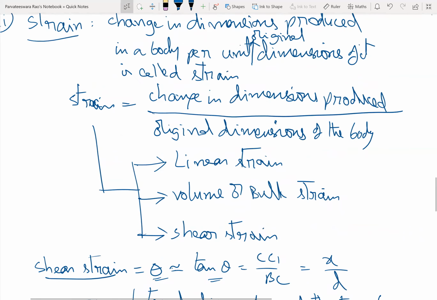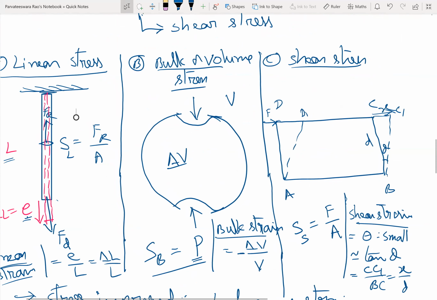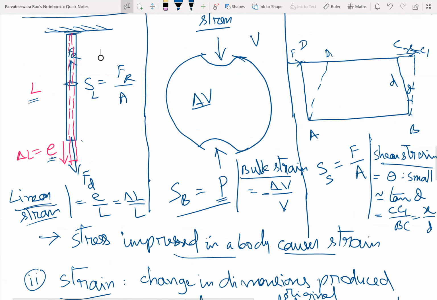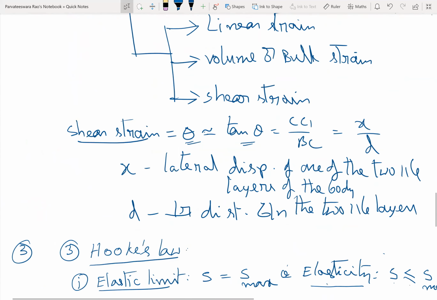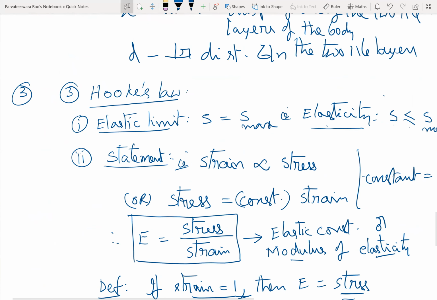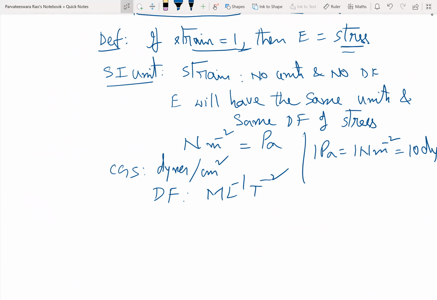Now, we have three types of stresses: linear stress, volume or bulk stress, shear stress. And we have corresponding strains: linear strain, bulk strain, shear strain. So, corresponding to these three stresses and the respective strains, we have three moduli of elasticity.